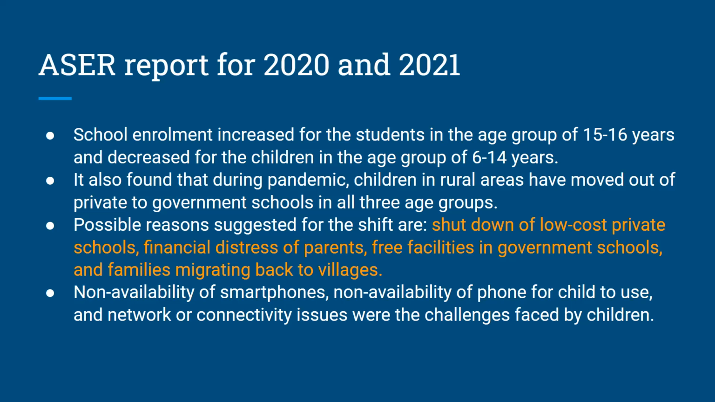So it is highly important to improve the infrastructure in government schools. And many challenges were faced by the children during COVID times. Some of the challenges include non-availability of smartphone, non-availability of phone for the child to use, and network connectivity issues. So because of all these issues, many children, particularly in the lower age group, were not able to attend the online classes regularly.